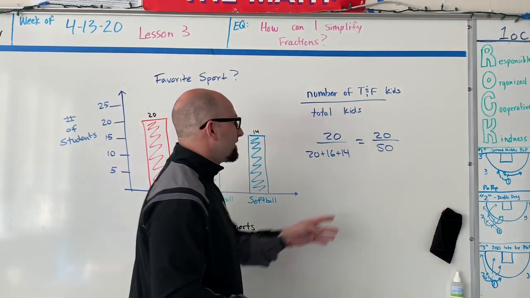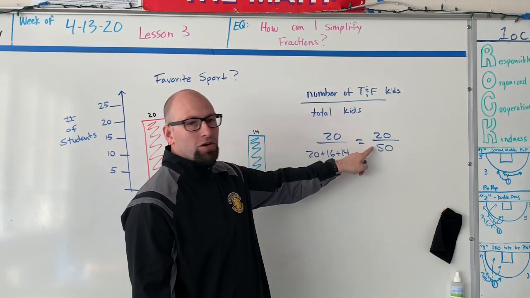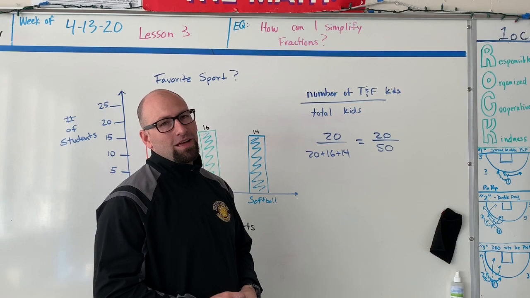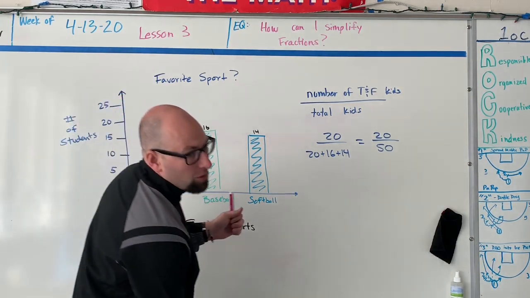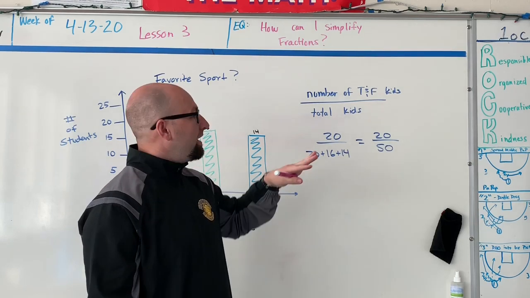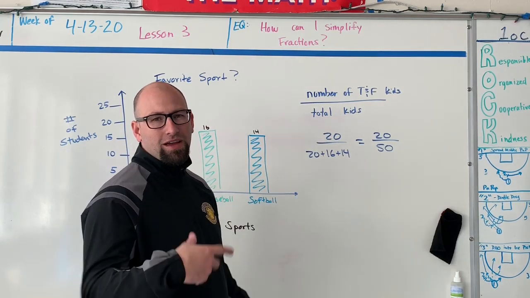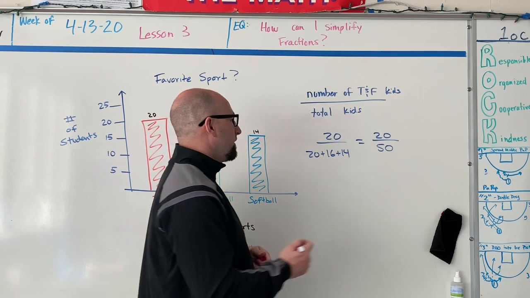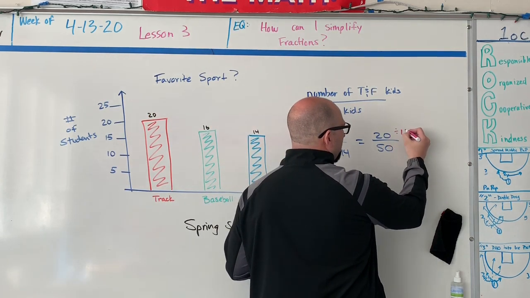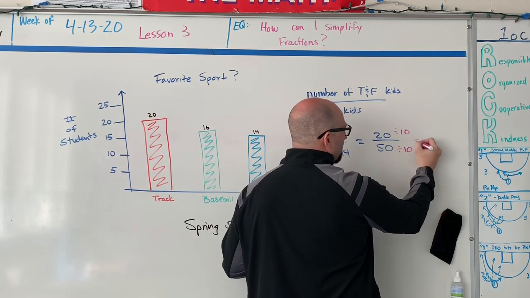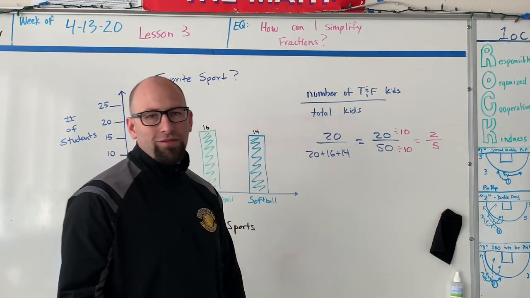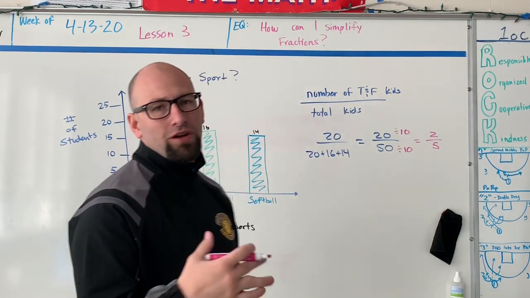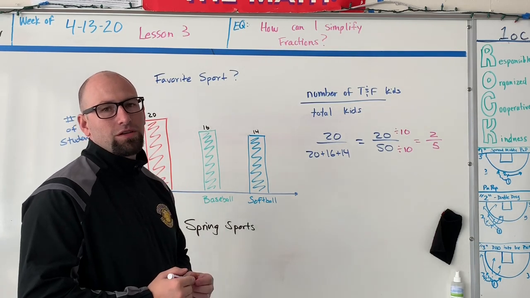So we can see, what number goes into both 20 and 50? If you said 10, you are right. And we could do what we just did where we find the greatest common factor and do that. But if you can just spot it, because you just have that good number sense, that's awesome. So we're going to divide this by 10 and this by 10, and what we get is 2 over 5. So 2 out of 5 kids in this school, their favorite sport is track and field.